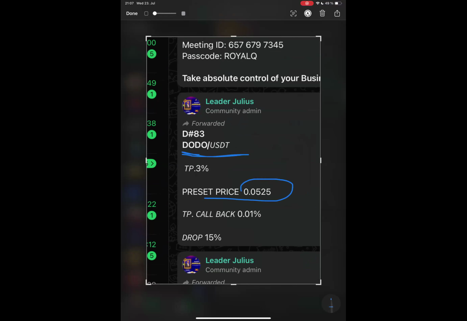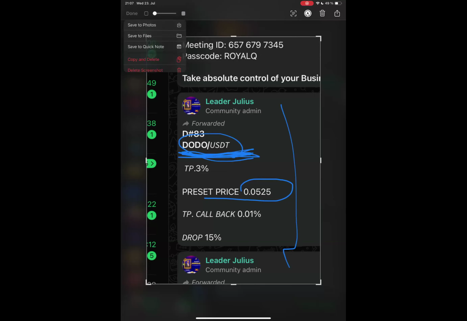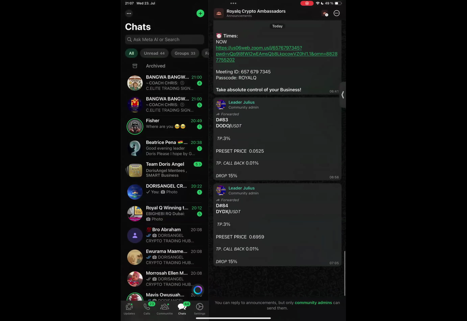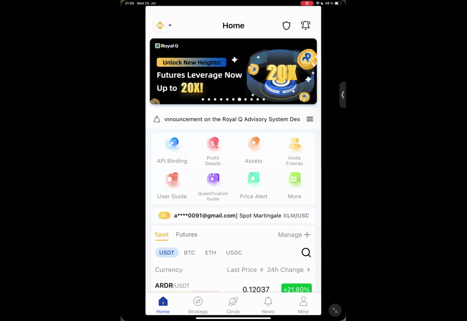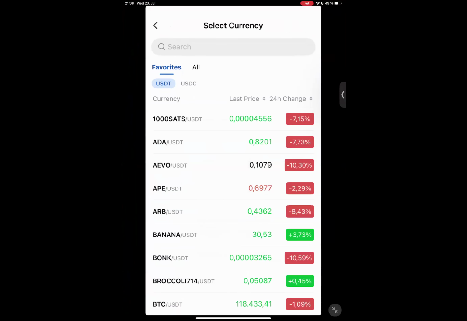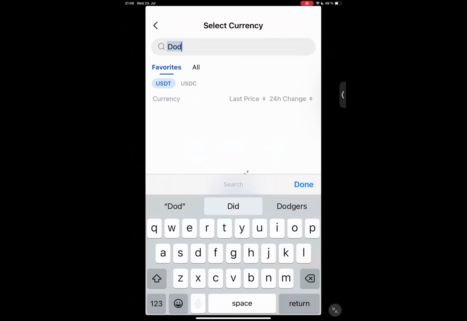Oh, I now understand. So this is a coin that really dropped, because I saw one of the leaders posting it. It dropped, oh my God. Or it wasn't that coin. I hope it's not it. Okay, so Dodo. Let us go to RoyalQ and search for Dodo. So I'll go here, Dodo.